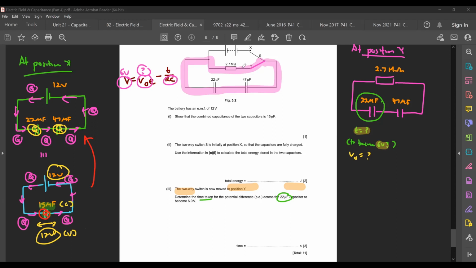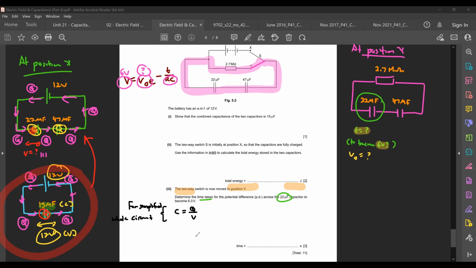If you want to find out the specific PD across one part of your capacitor here, you have to work through it from a simplified diagram backwards. Okay, so right now you want to find out your V for the 22 microfarad capacitor. You need to first find out the charge stored. So you have to look at this diagram here. So right now, if I try to work it out, this one is C equals Q over V. This one is for the simplified whole circuit.